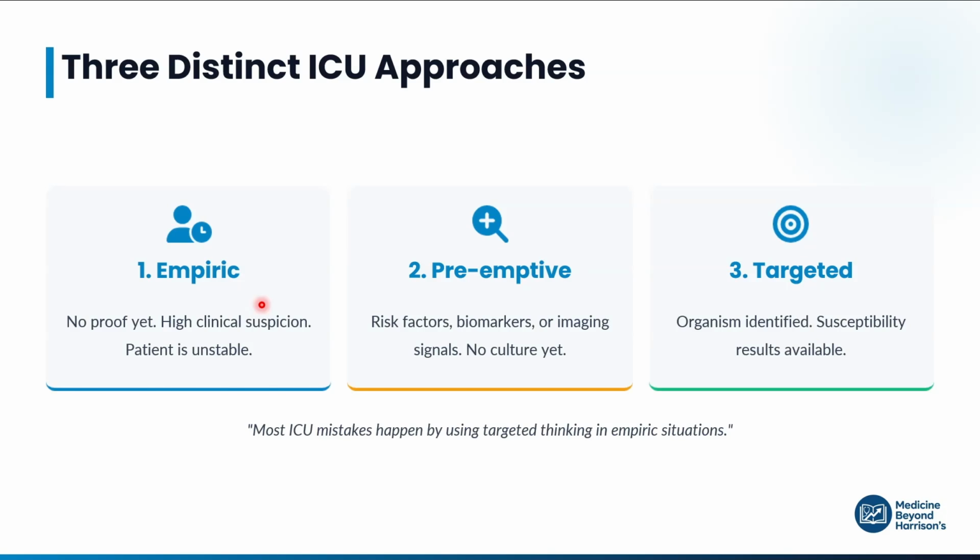For preemptive therapy, you can go for it when the risk factors are known, biomarkers are available, and imaging signals are there, but the culture is not yet available. Go for preemptive therapy targeting that group of organisms. And when the organism is identified and susceptibility results are available, go for targeted therapy. Most ICU mistakes happen by using targeted thinking in empiric situations. So in an empiric situation, go for empiric and higher-end antifungal.